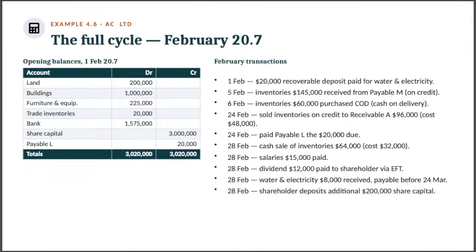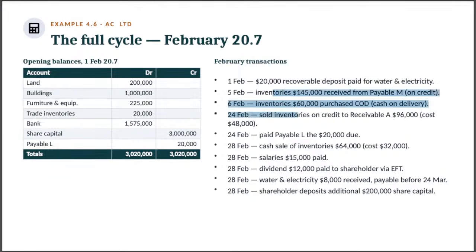Let's look at the full cycle to February 2017. Oh, that's not a 1. Should be a 1 instead of a dot. But here's the accounts. Land, we saw this stuff. 200,000. Furniture and equipment. Trade inventories. So here's what we get in the bank. So these are all debited. We add these up here. We have share capital of 3 million and payable. So 3,020,000 adds up to 3,020,000.